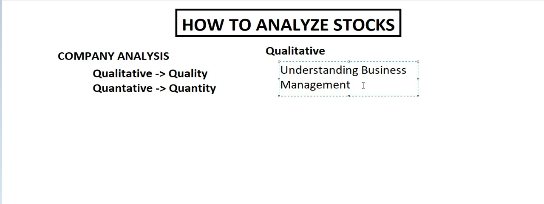Another parameter is SWOT analysis. This is all about strengths, weaknesses, opportunities, and threats. What is the strength of the company? What is the weakness of the company? What are the opportunities of this company? And what are the threats? That is all about SWOT analysis. And another very important parameter is risk, studying the risk of the company. So this is all about the qualitative, the quality of the company.